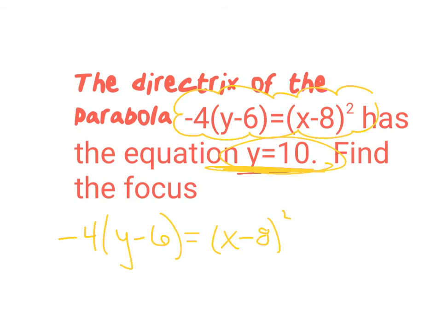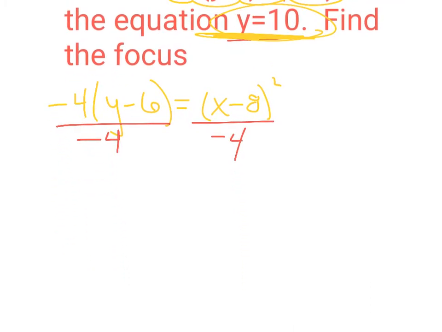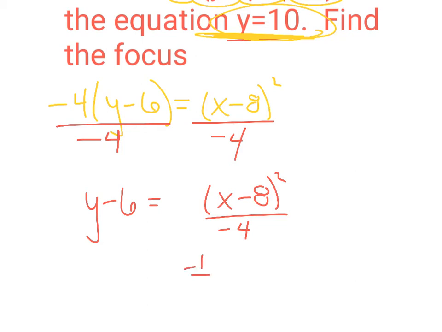Okay, so clearly I want to solve for y. To get y by itself, I would first divide both sides by -4. Now it might look ugly, but that's fine. We're just going to keep it in that ugly form. So I'm going to say y minus 6 equals (x minus 8) squared over -4. Now, here's another way to write that. Dividing by -4 is the same as multiplying by 1/4. So you could write that as -1/4 times (x minus 8) squared.